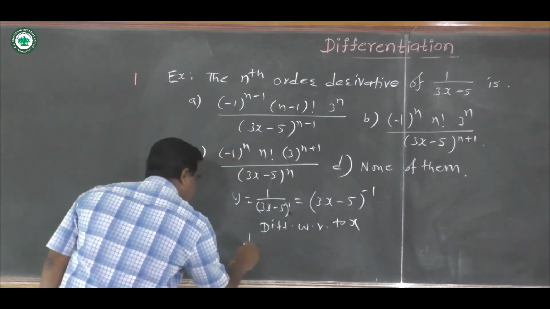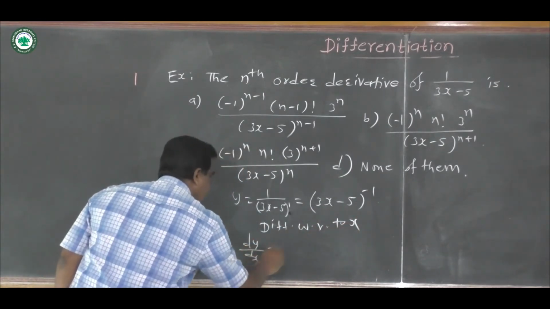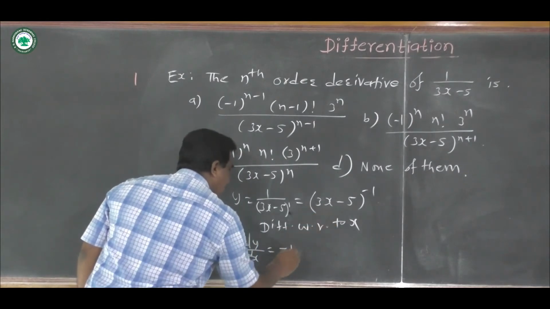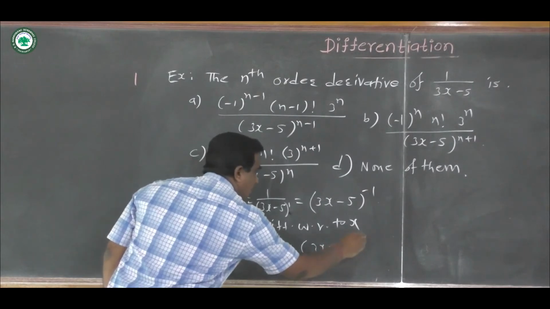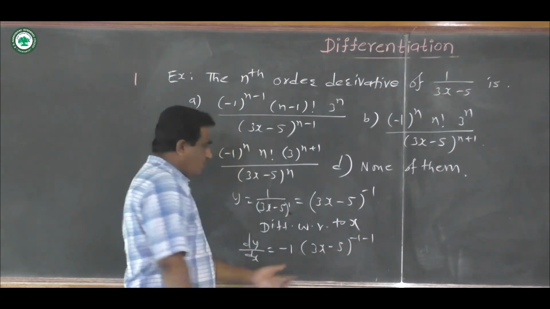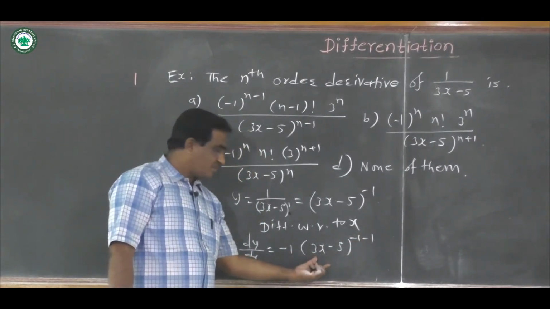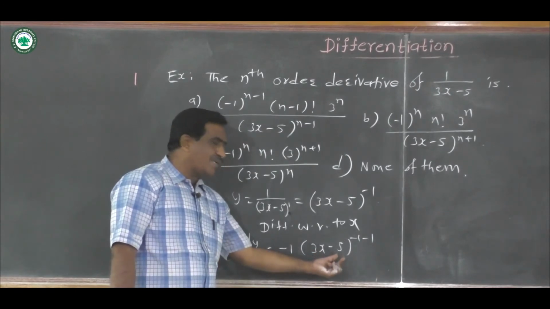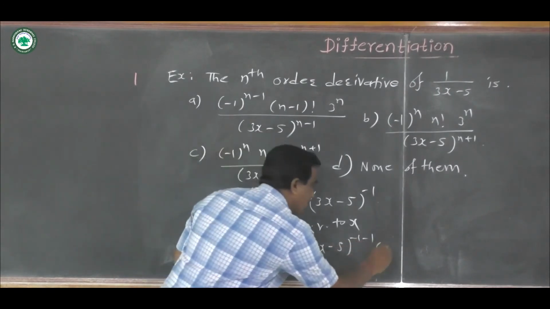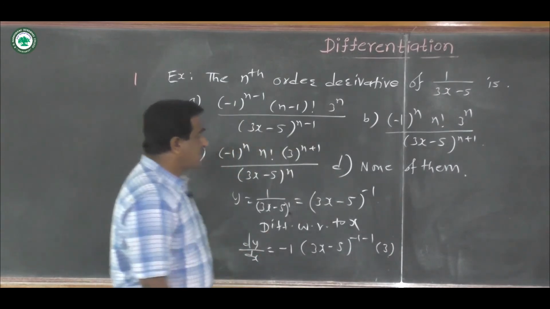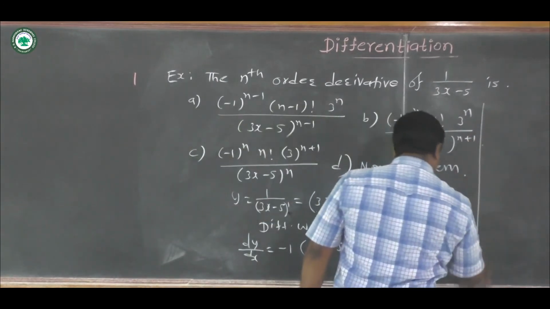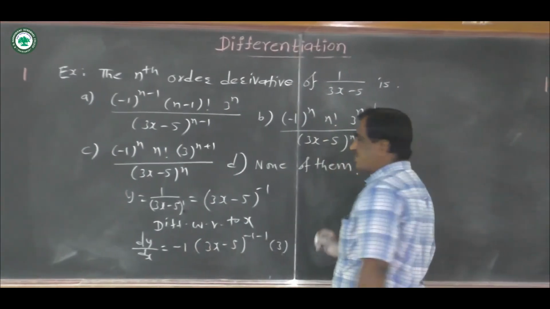First derivative: dy by dx is equal to minus 1 into (3x minus 5) raised to minus 1 into the derivative of 3x minus 5. The derivative of 3x is 3, and the derivative of minus 5 is 0. Therefore we write into 3. This is the first derivative. Now we can find the second derivative.